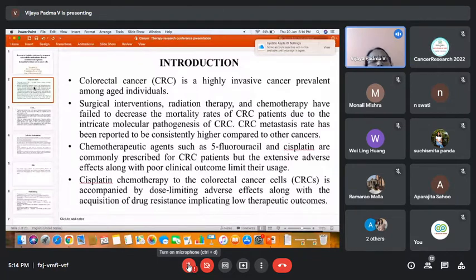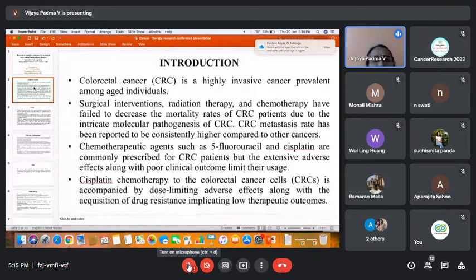Generally available conventional therapy options include surgical interventions, radiation, and also chemotherapy. But still the mortality of patients is very high because of resistance. Generally used chemotherapeutic agents are 5-fluorouracil, cisplatin, carboplatin, and things like that. But with the poor clinical outcome, their usage is limited.